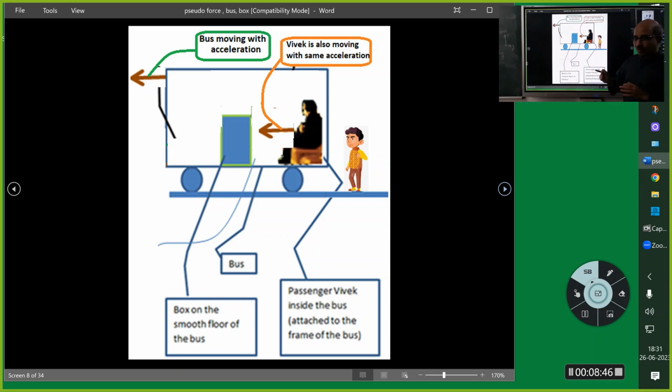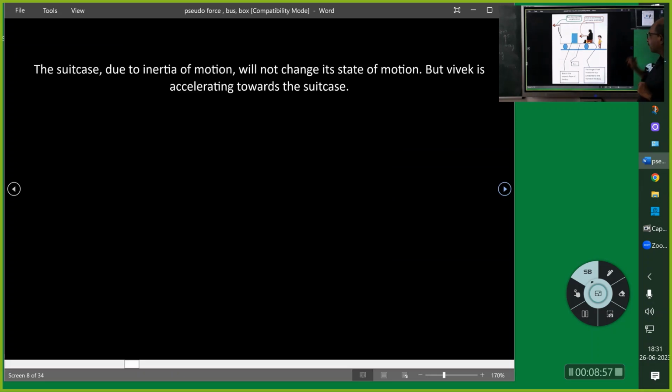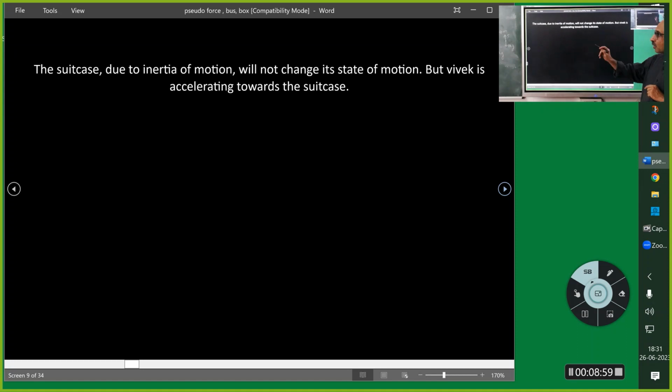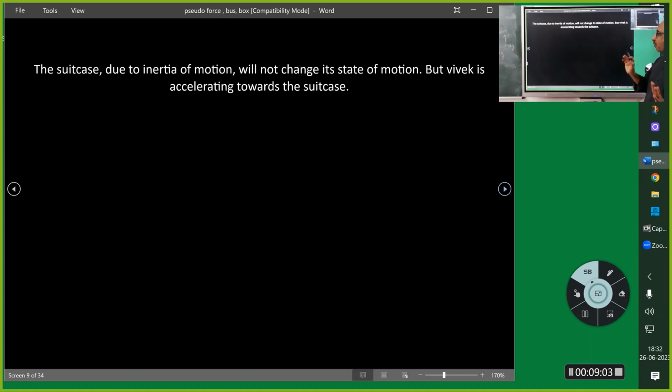Okay? Now let us see the condition. So the person on the road will see these vectors as you have seen. But now what is Vivek going to see? The suitcase due to inertia of motion will not change the state of motion. But Vivek is accelerating towards the suitcase. Isn't it? Suitcase state of motion did not change. But Vivek is accelerating. So Vivek feels he is going towards the suitcase. Correct? Actually Vivek is going towards the suitcase.